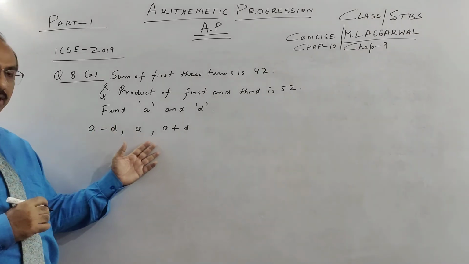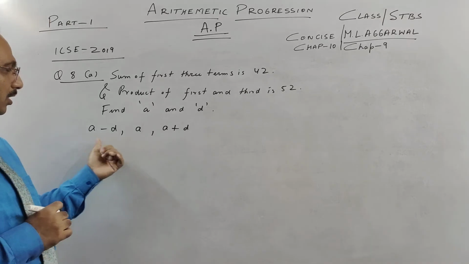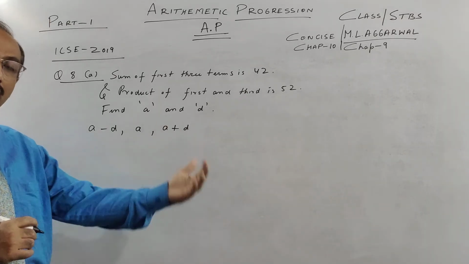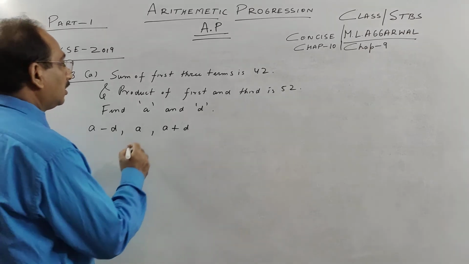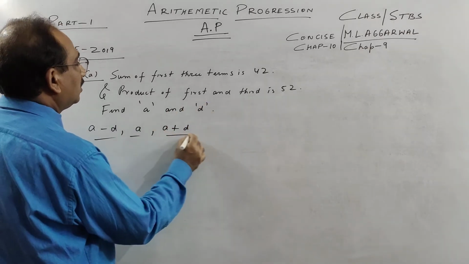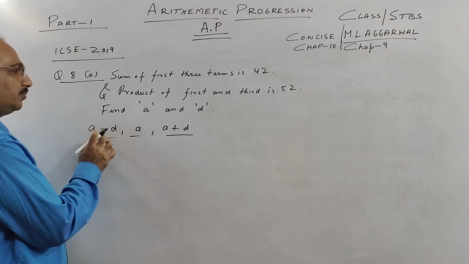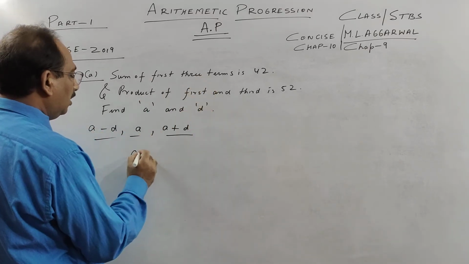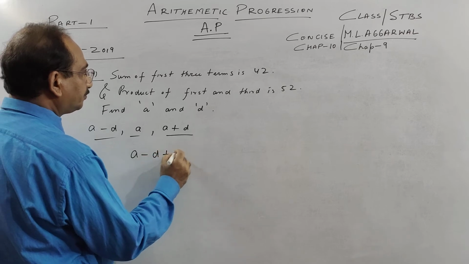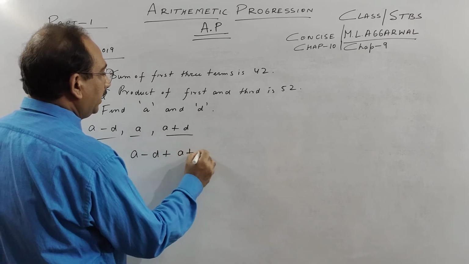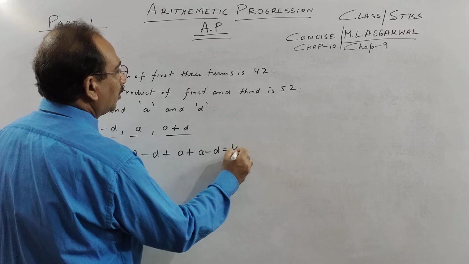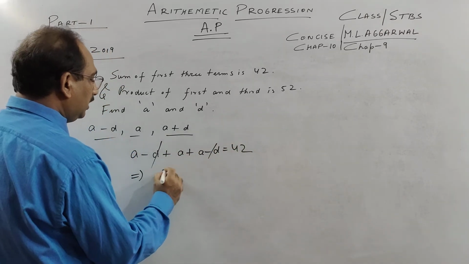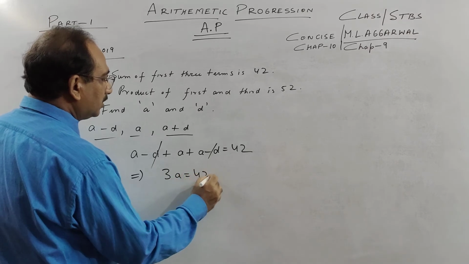So this simplifies. If you want to do by other method, you can try a plus d, a plus 2d. Your solving will be much bigger, children. So as per this, let the three terms be a minus d, a and a plus d. So what question is saying? Sum of this three terms is 42. So see how nicely, as I was telling you, this d cancels. That's why we take in this format.